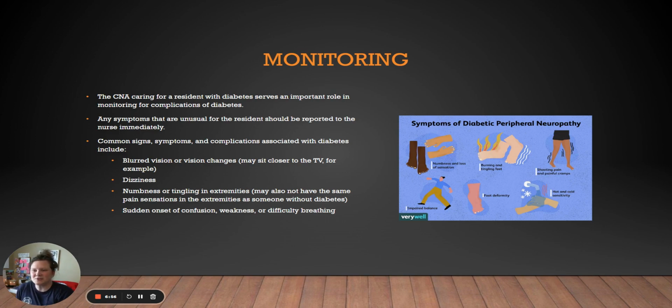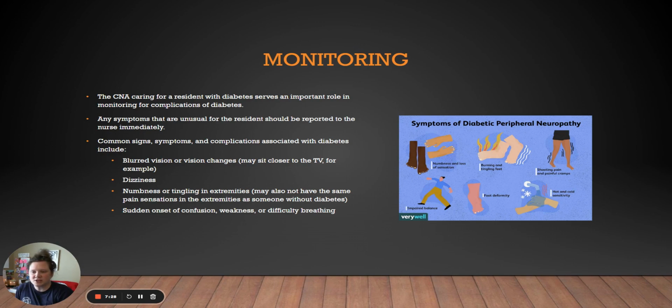The CNA who is caring for that resident with diabetes has such an important role to monitor for those complications of diabetes that can pop up. Y'all know our people so well, so you catch those unusual symptoms that maybe somebody else wouldn't catch. Anything that's unusual for your resident needs to be reported to the nurse immediately, but especially for your residents with diabetes. And then common signs or symptoms, things that you can watch for in your residents with diabetes.